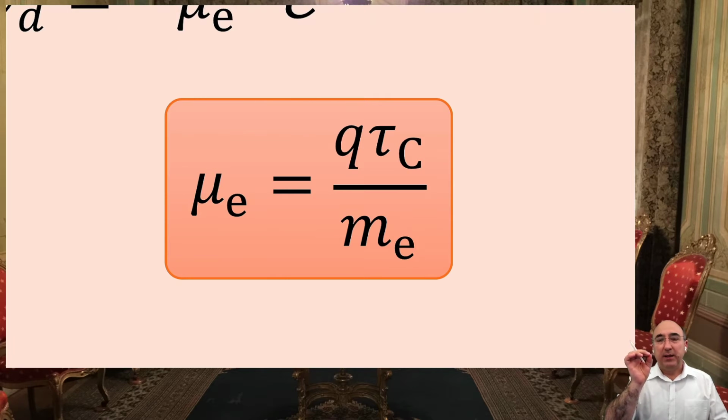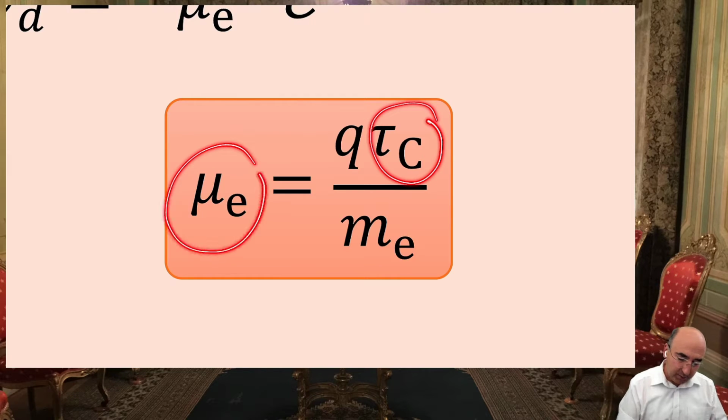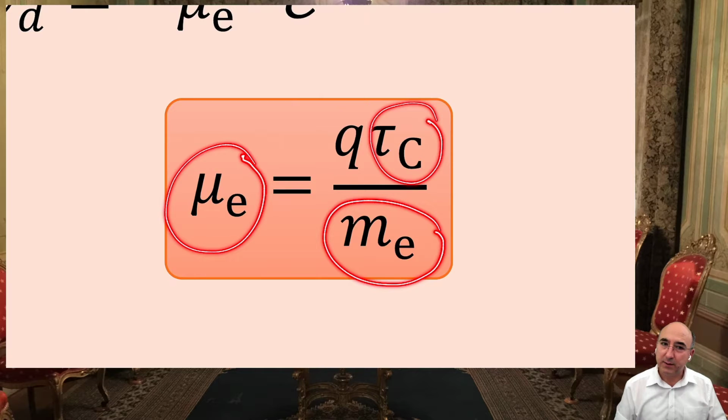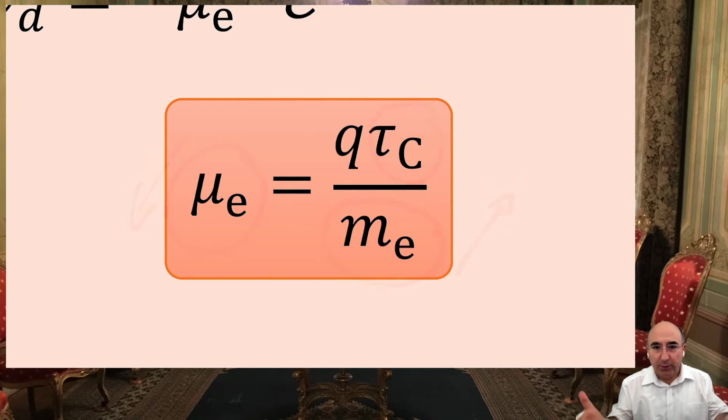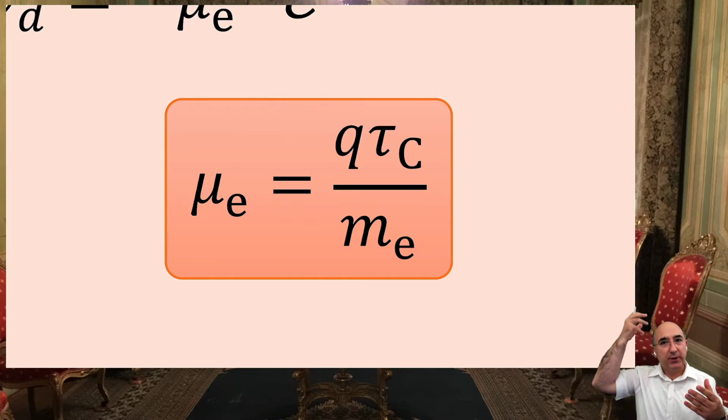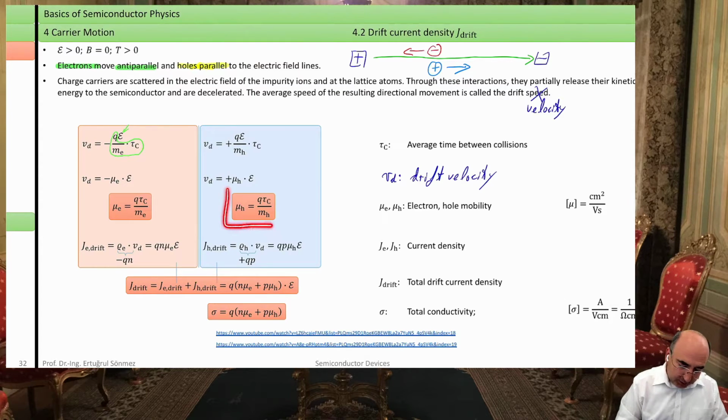That means increasing the mean time between collisions increases the mobility. Increasing the effective mass reduces the mobility, for sure. But this is a simple equation. I just use this equation to help you transfer its meaning to your brain. So this holds true also for the holes.